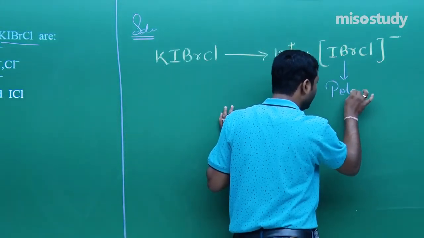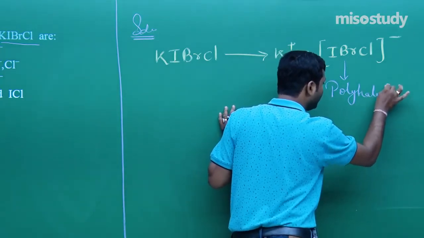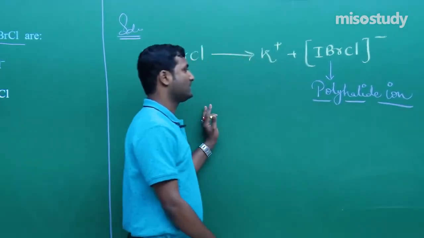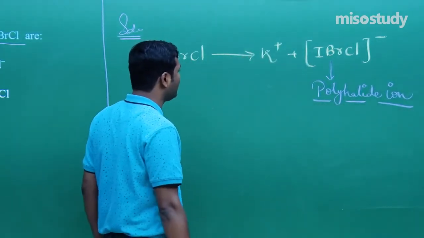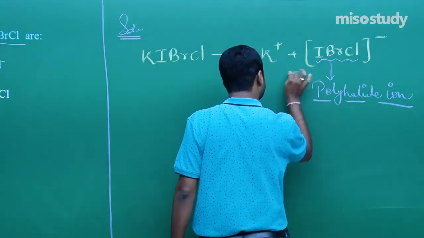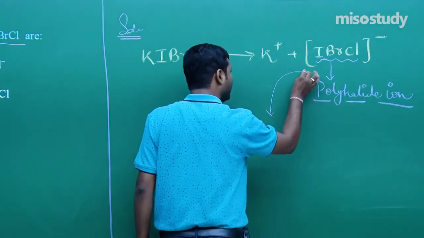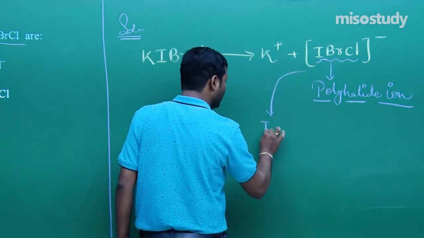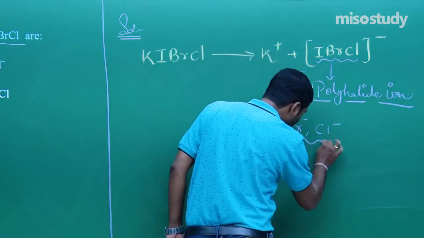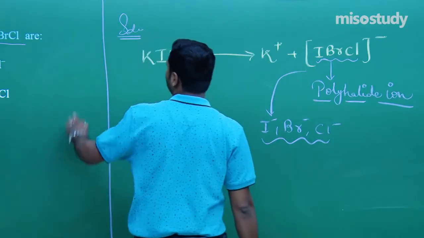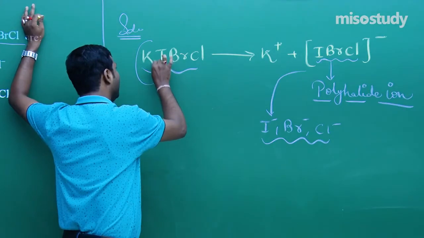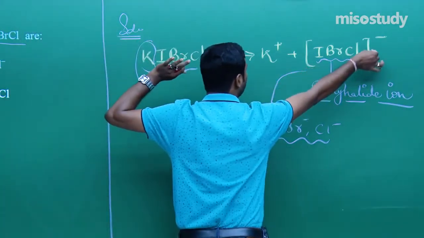a polyhalide ion. Further dissociation is not possible. What I'm telling is, in this case further dissociation is not possible, it is a stable anion. You cannot write like this, that is I minus, Br minus, Cl minus. Further decomposition is not possible. So the ions present in KIBrCl are the metal K plus and IBrCl minus.